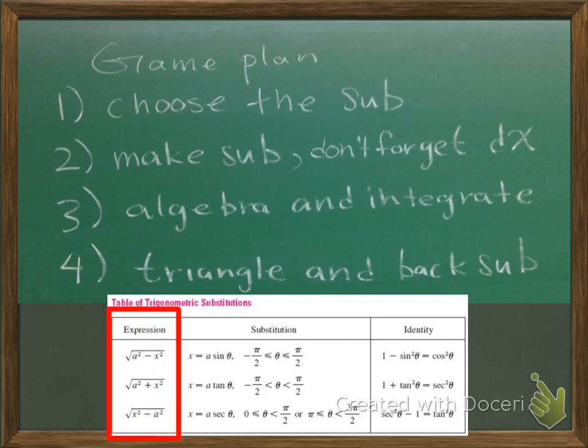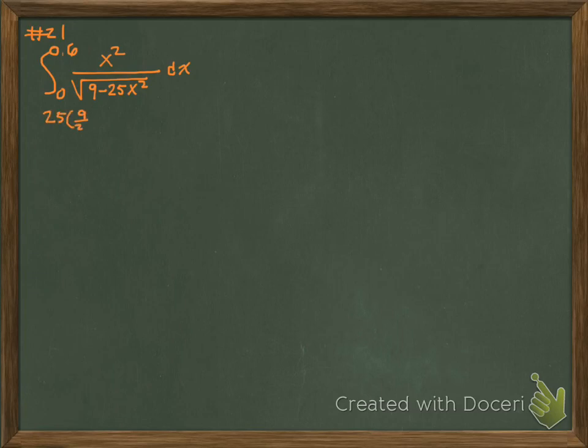Our problem, we're going to use this one. Why? What's our problem? We're going from 0 to 0.06 of x squared over the square root of 9 minus 25x squared dx. What's next? We're trying to get it in the form.